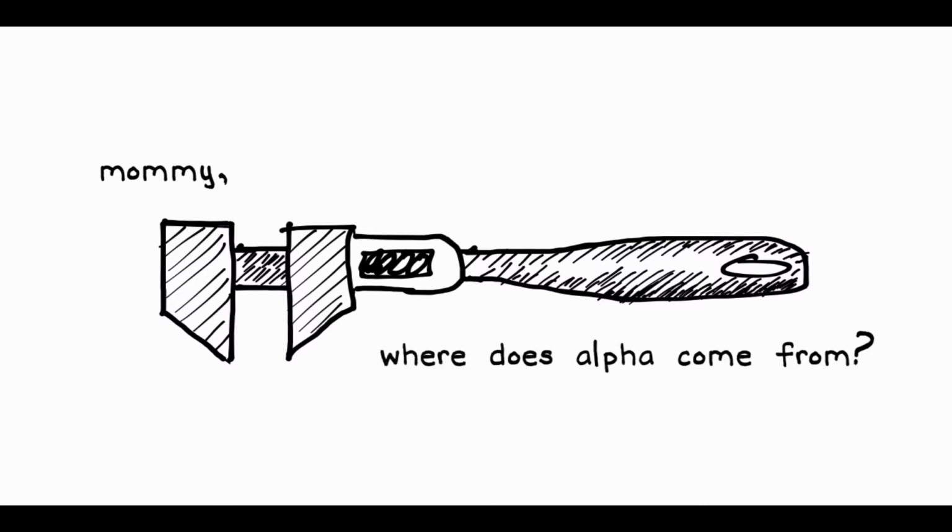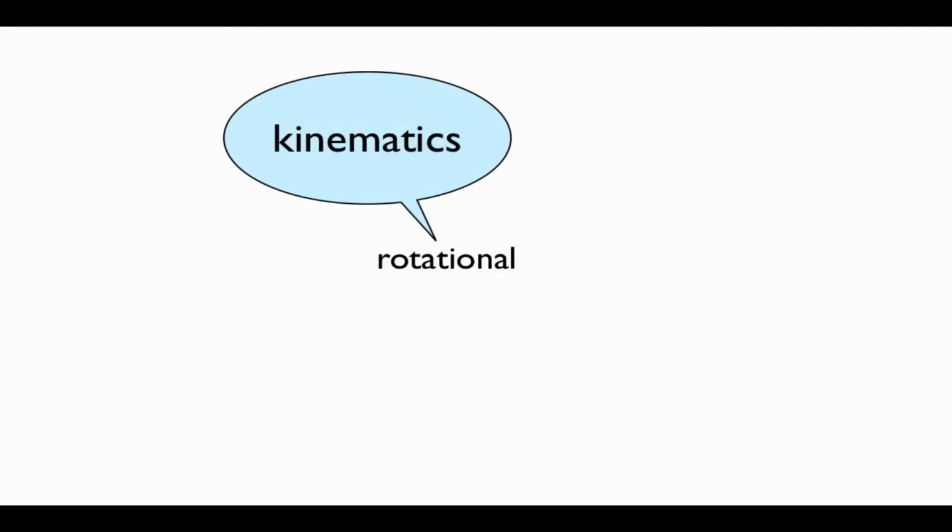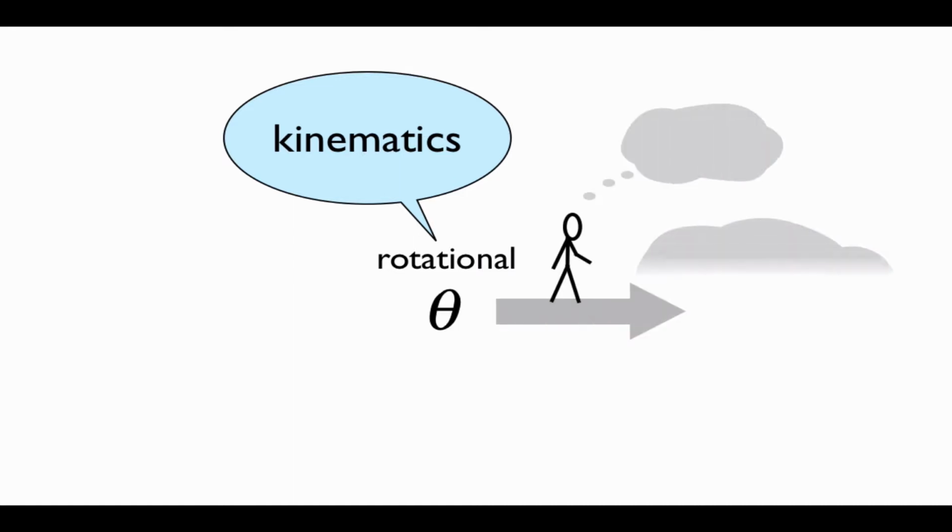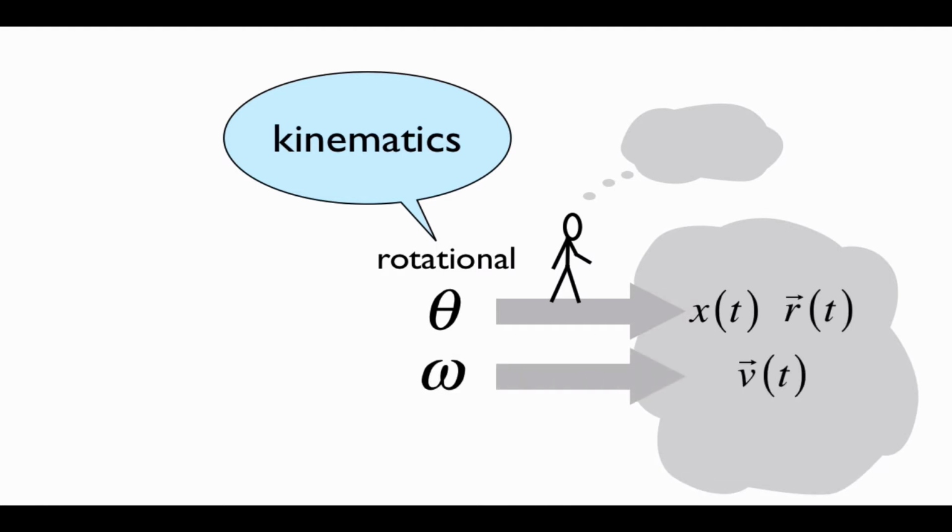Before we get going, let's remind ourselves of what we have so far. To describe rotation, we specify three quantities. The angle theta tells us where we are rotationally. Omega, the angular velocity, tells us how fast the angle is changing. And alpha is the angular acceleration that tells us the rate at which the velocity is changing.